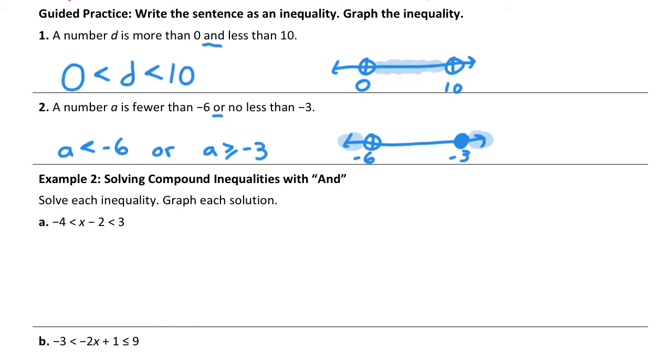Okay, so for these 2 guided practice problems, I've got an AND inequality first, then an OR inequality. An AND inequality means all numbers between 0 and 10. So closed circles, and I shade in between them. Here, it says a number is fewer than -6, or it is greater than or equal to -3. So I'd shade to the left of -6 and to the right of -3.